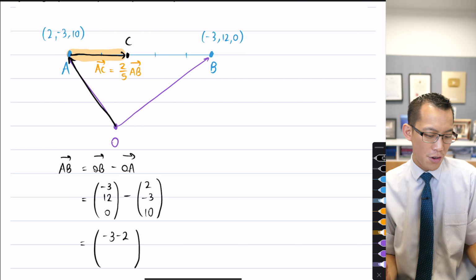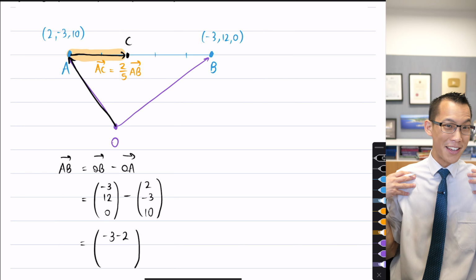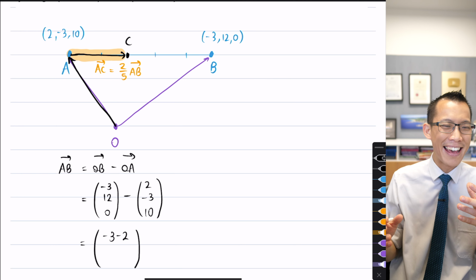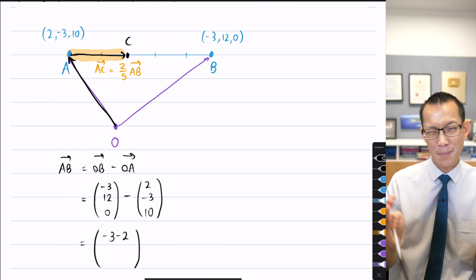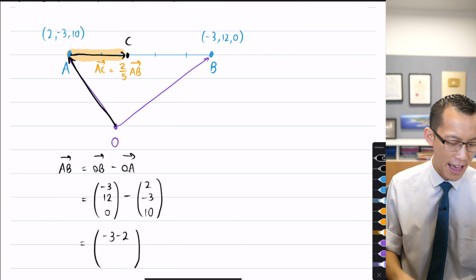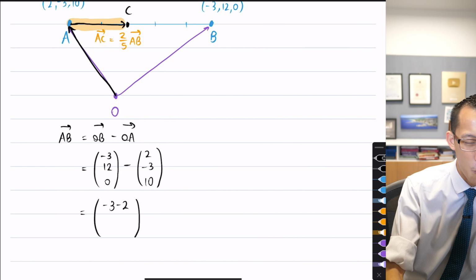By the way, even though -3 minus 2 is pretty simple, I am personally so bad at doing this arithmetic in my head and getting it right the first time, especially when there are all these negatives flying around. That just happens all the time. Mrs. Isle, can you help us? What's the y component going to be?